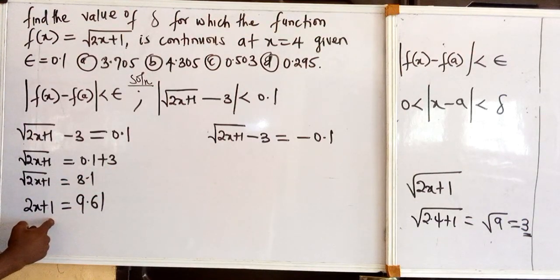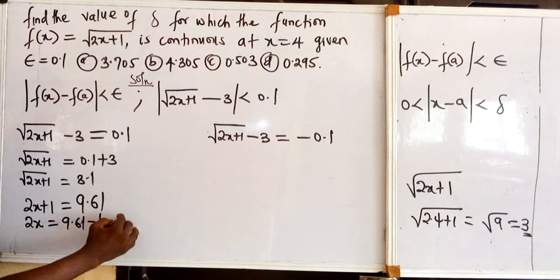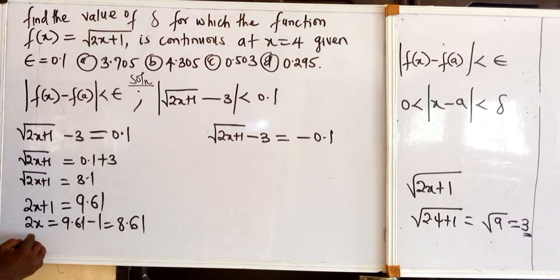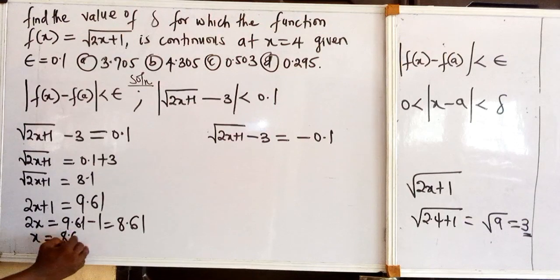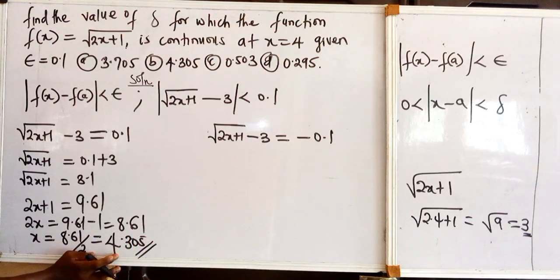So let's solve for x. 2x is equal to 9.61 minus 1, and this will give us 8.61. So x will be equal to 8.61 over 2. This is equal to 4.305. So this is the first value of x.